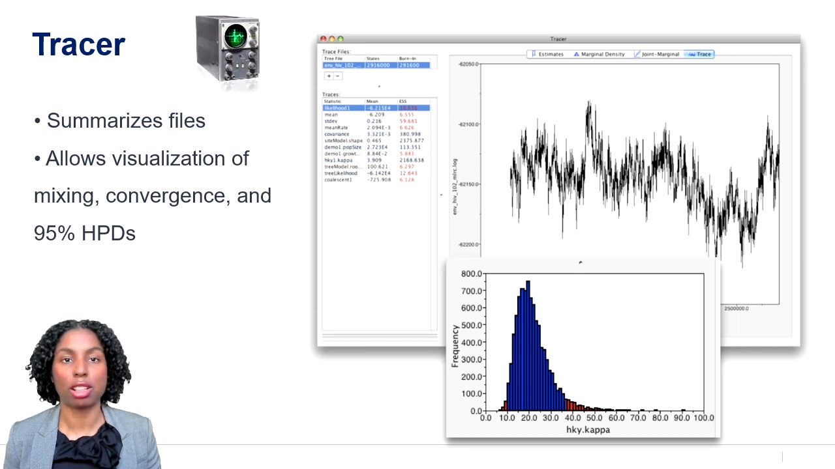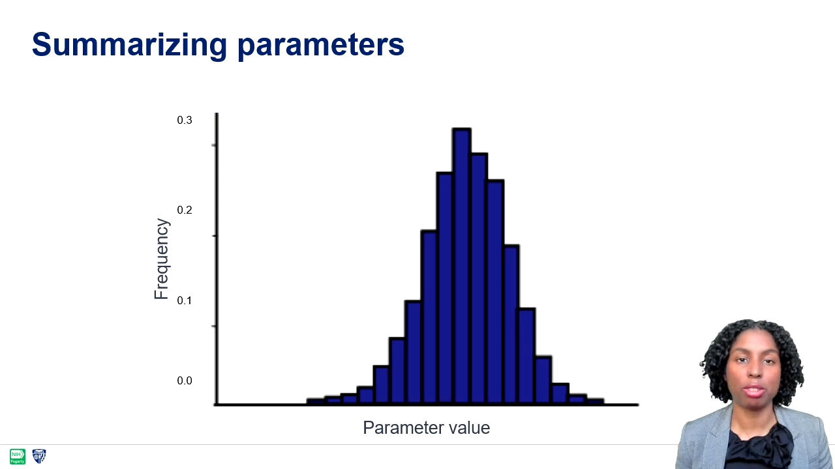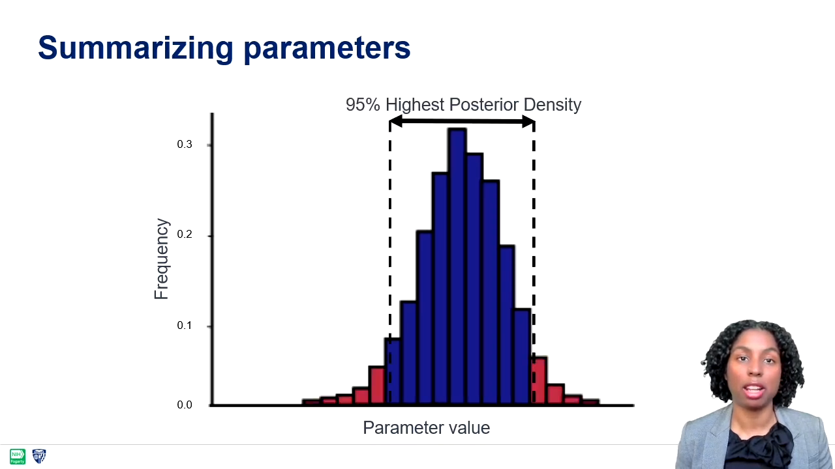Tracer is a tool that allows the visualization of the MCMC mixing, inspection of convergence of the parameter, and summarizes the files. Particularly, it allows us to inspect the distribution of the results for parameters, provides estimates for means, median, and of the Bayesian equivalent of a confidence interval, the 95% highest posterior density, or HPD interval. This is the smallest interval that contains 95% of the posterior probability.